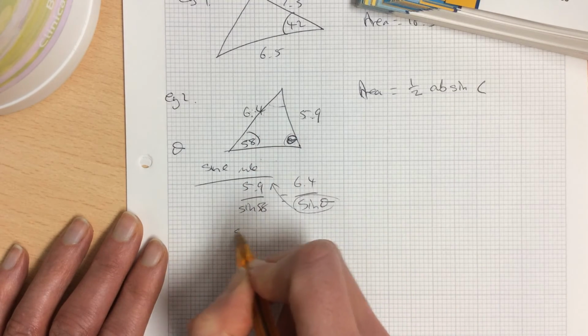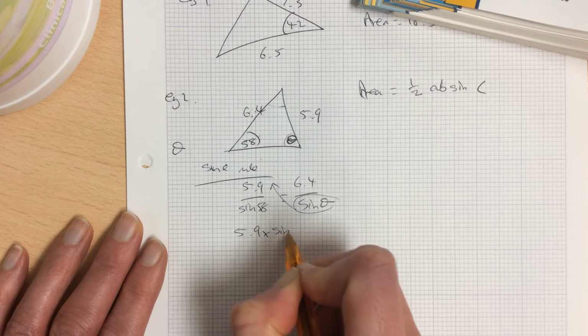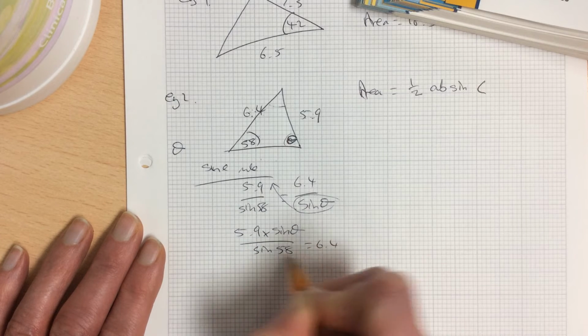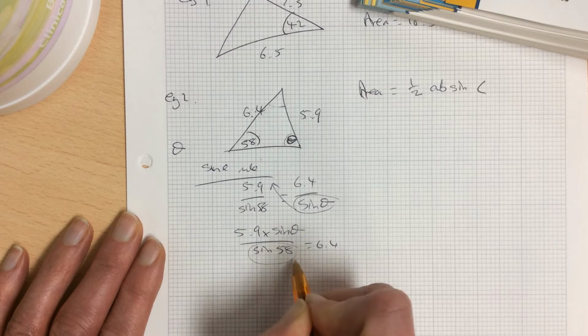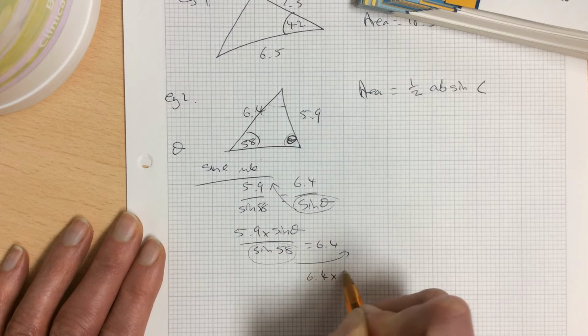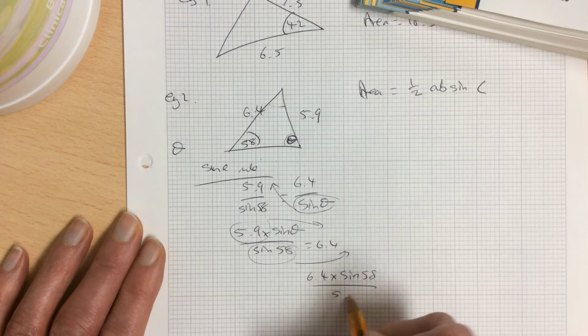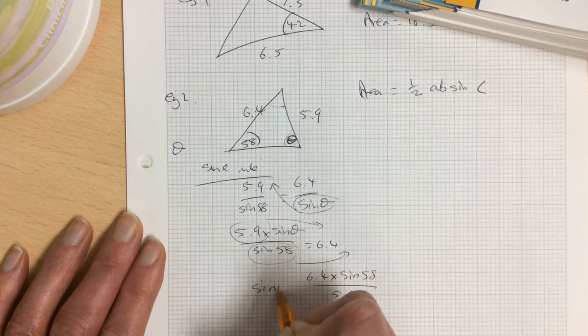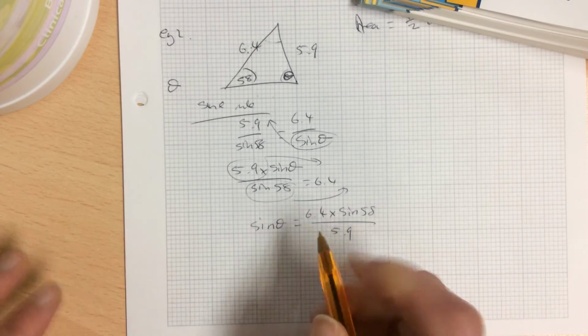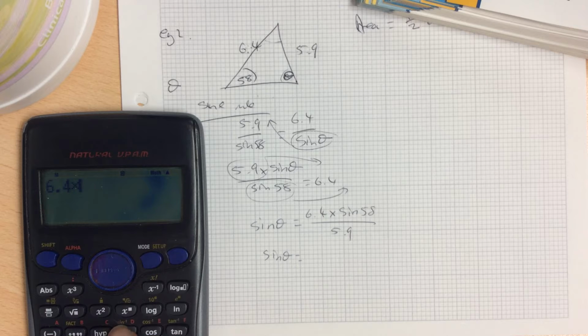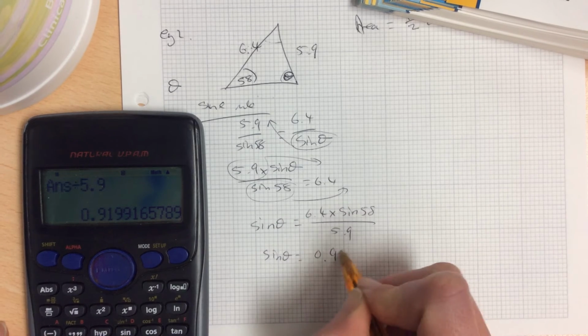Bring this up. And this is the same manipulation that we did the other day. You want to get the angle, so I want this on its own. Bring this across and it becomes a multiply. Bring this across and it becomes a divide. And that leaves you with sine angle on its own. So I could work that out in the calculator. 6.4 times sine 58, press the equals button, divided by 5.9, gives me 0.92.